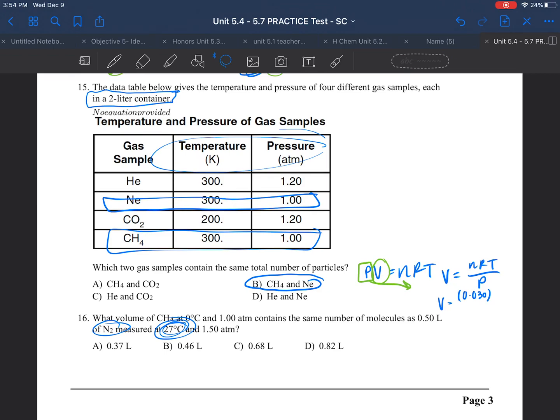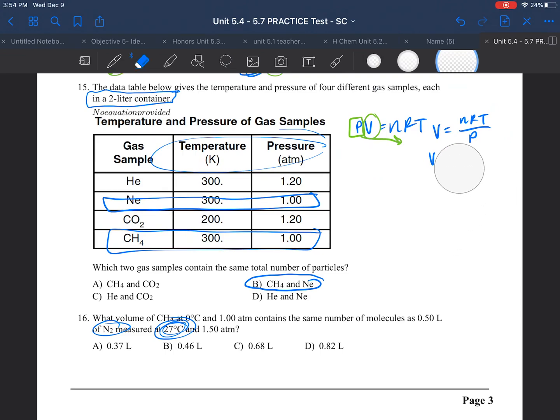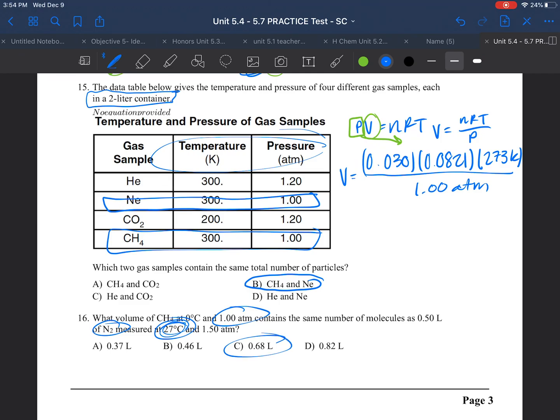And then I'll move this up, and we'll start this one over. So we just solved for n, 0.030. R is 0.0821, that's that constant. And the temperature here is at 0 degrees C, and so 0 plus 273 is 273 Kelvin, all over the pressure of 1 atm. Now when you solve that problem, you will get 0.68 liters.